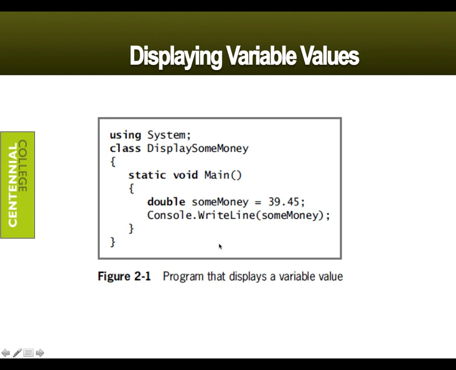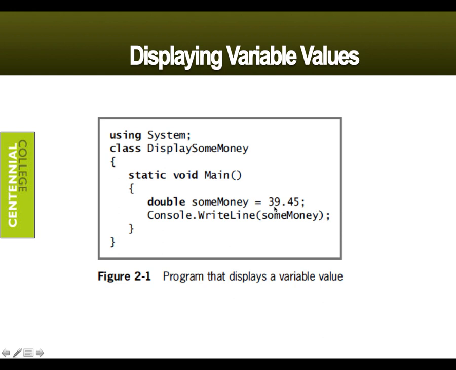Okay, so this is just the variable. It's of type double. When we put double in front of it, it means I'm defining this variable of type double, and I'm assigning it in the same line using the assignment operator equals. I'm taking this value, 39.45, and putting it inside someMoney, this variable called someMoney.